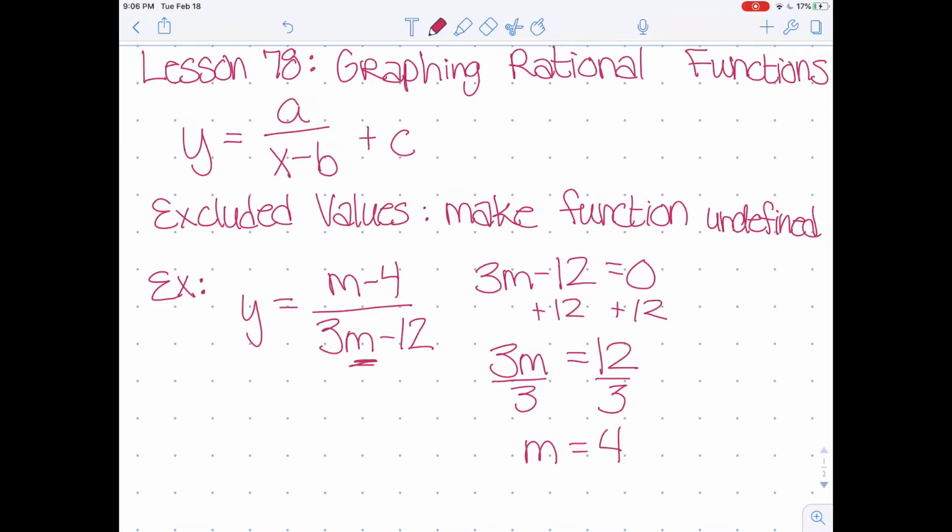So for excluded values, all we do is take the bottom piece of this fraction right here, set it equal to 0, because that is how we make a function undefined, and we solve for the letter. Whatever we get, that is our answer. That is where the function is undefined.